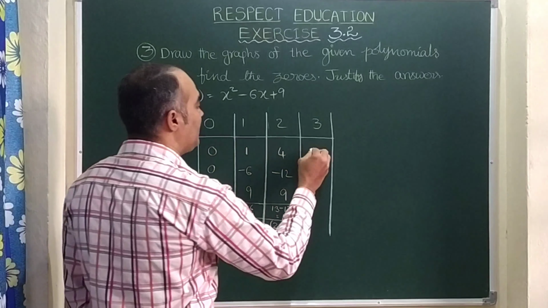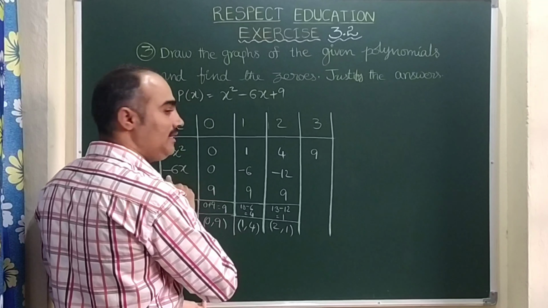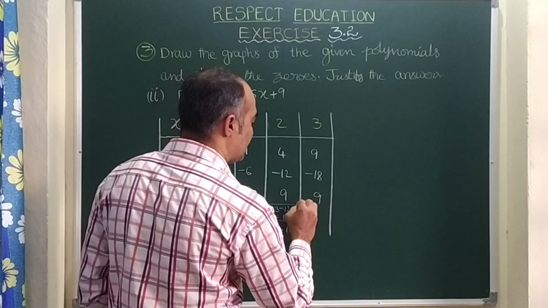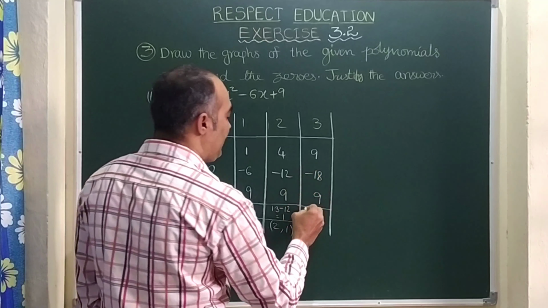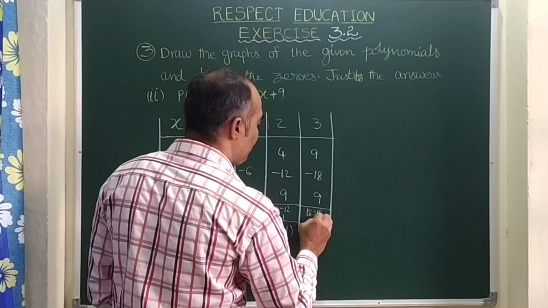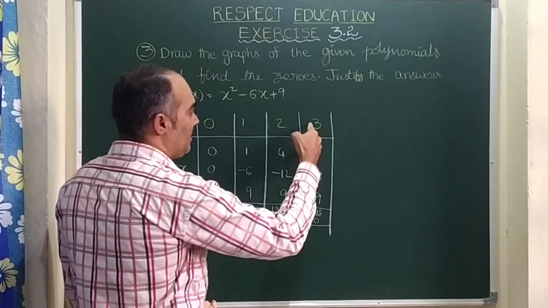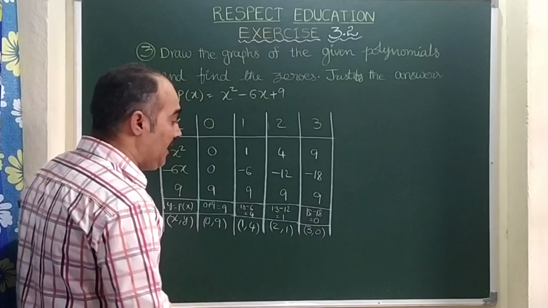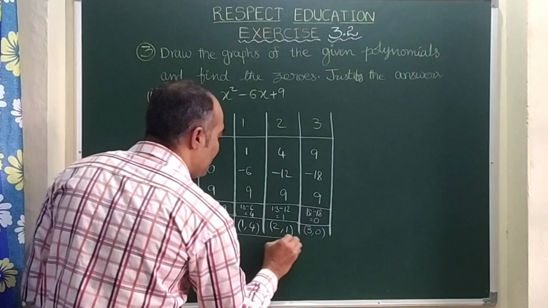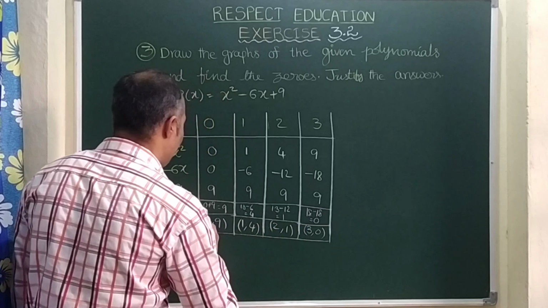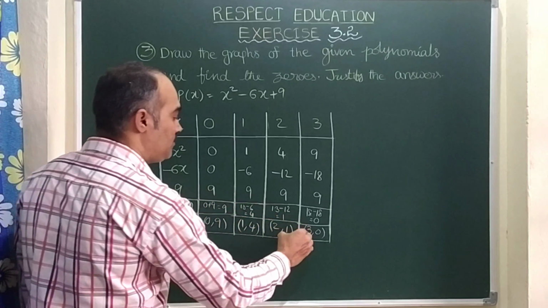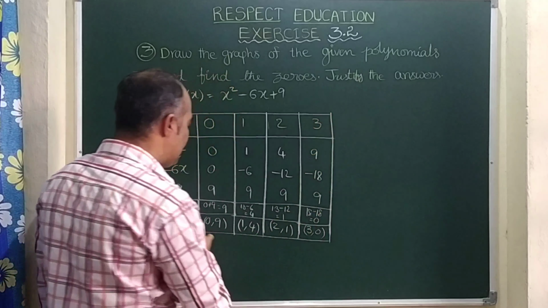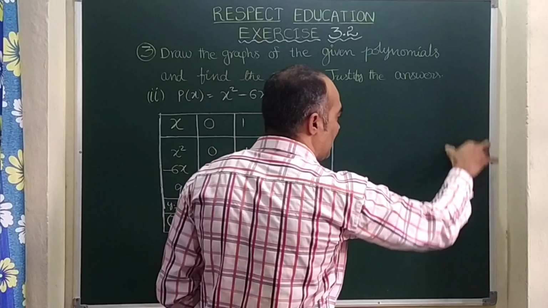3. 3 squared is 9. Minus 6 into 3, so minus 18. This is 9, plus 9 as it is. 9 plus 9 is 18. 18 minus 18 is 0. So here x value is 3, corresponding y value is 0. 90% of problems can be stopped when we get y value 0. That means if the polynomial value becomes 0, better we can stop. Now let us take these points for drawing the graph.